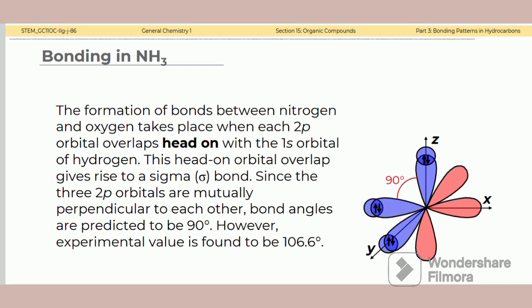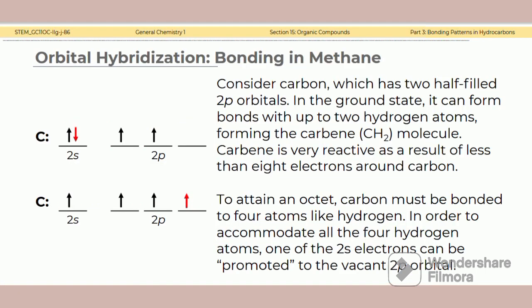Since the 3 2p orbitals are mutually perpendicular to each other, bond angles are predicted to be 90 degrees. However, the experimental value is found to be 106.6 degrees. Moving on, we have orbital hybridization of bonding in methane.